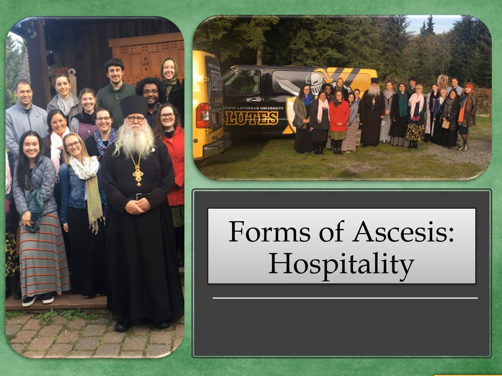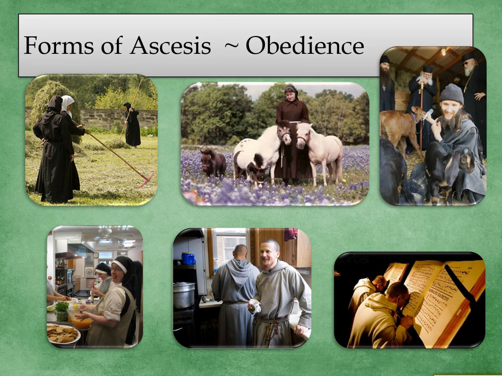Other forms of ascesis include obedience, and that can take a couple of different forms. One might be required to work in the kitchen. Here are a couple examples of that. One might be required to engage in the cycles of prayer. This looks like it's taking place in the evening. One might be required to work in the fields or to work with the animals. Here we have two examples of that.